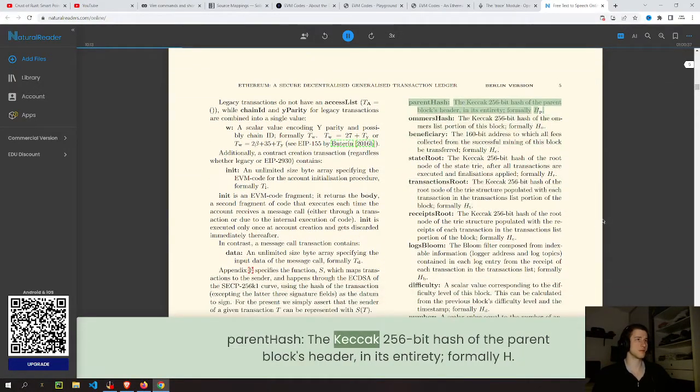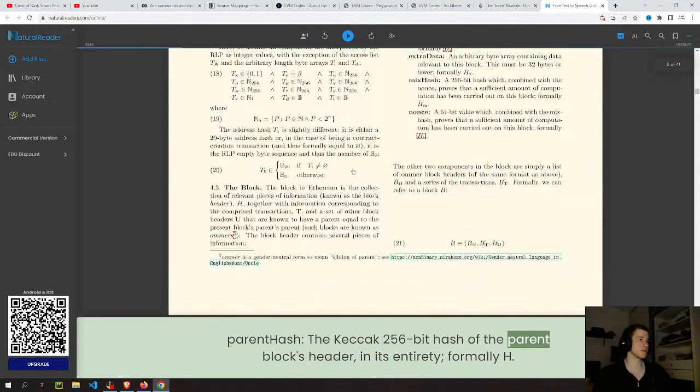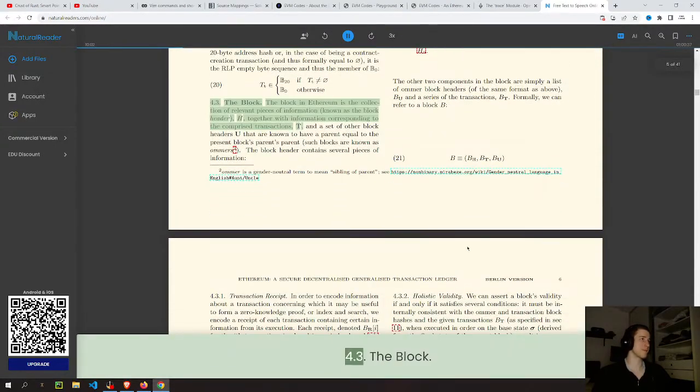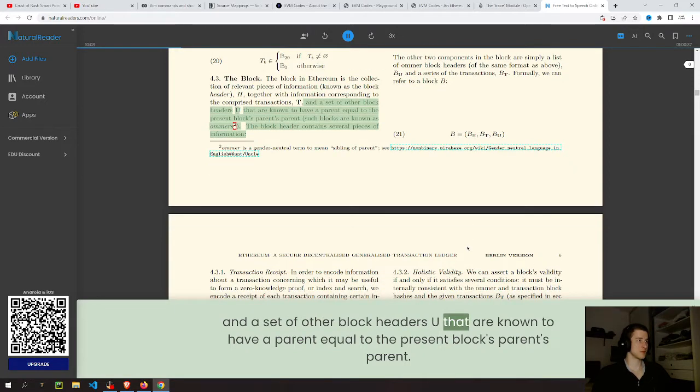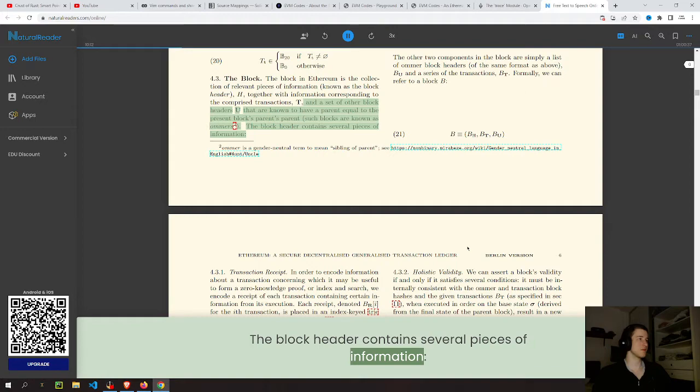Parent hash, the Keccak 256-bit hash of the parent block. 4.3 The block. The block in Ethereum is the collection of relevant pieces of information, H, together with information corresponding to the comprised transactions, T, and a set of other block headers U that are known to have a parent equal to the present block's parent's parent. The block header contains several pieces of information.